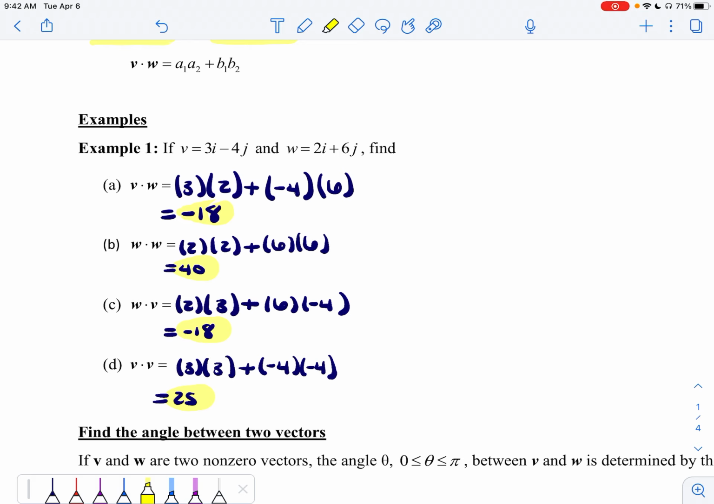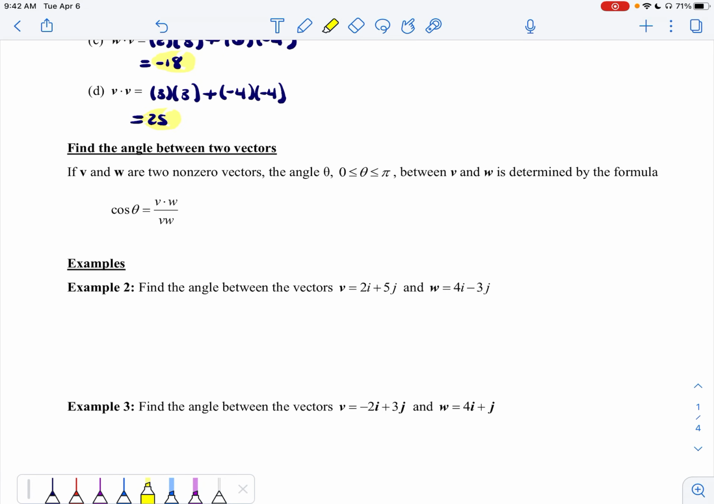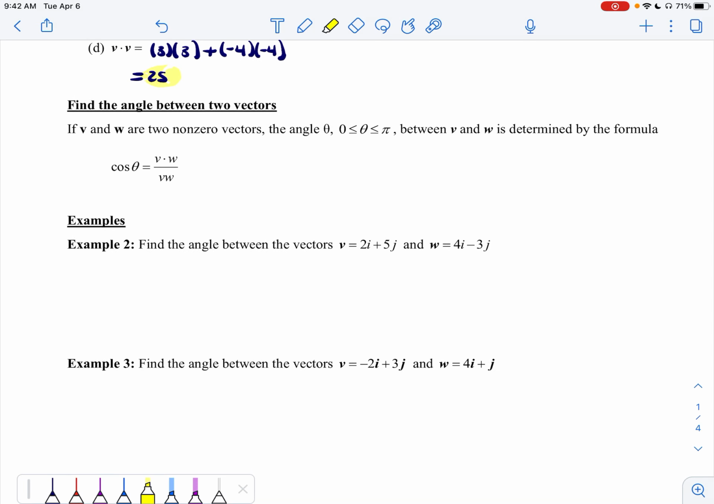Okay, so the next thing we're going to do with our dot product is use it to find the angle between two vectors. Say we have two vectors, v and w, both starting from the same point. Say that's our v, that's our w, and they're both coming from the same point.